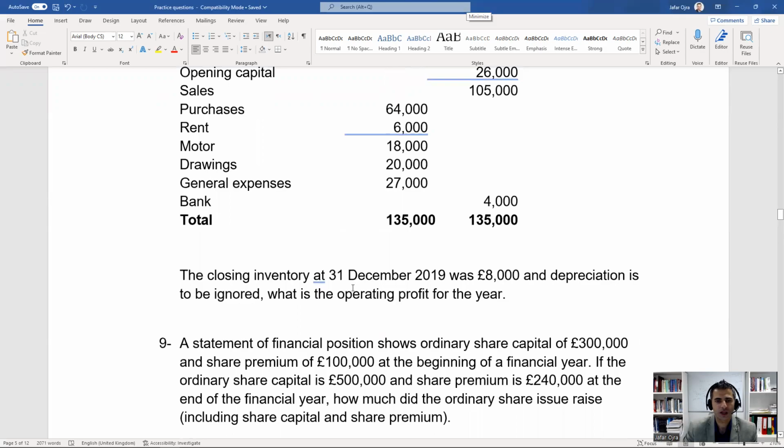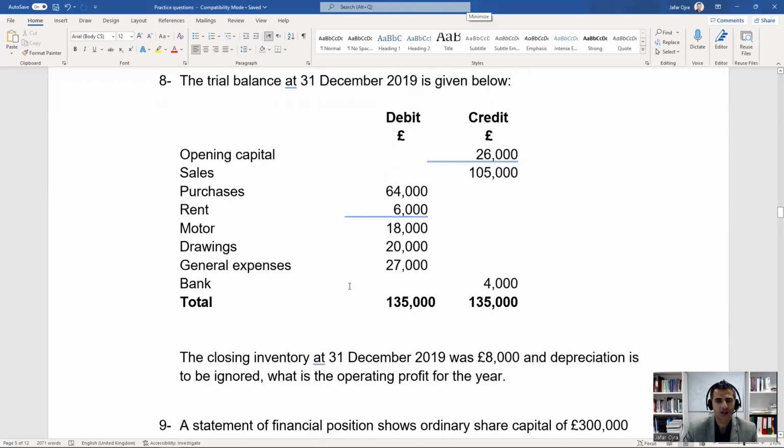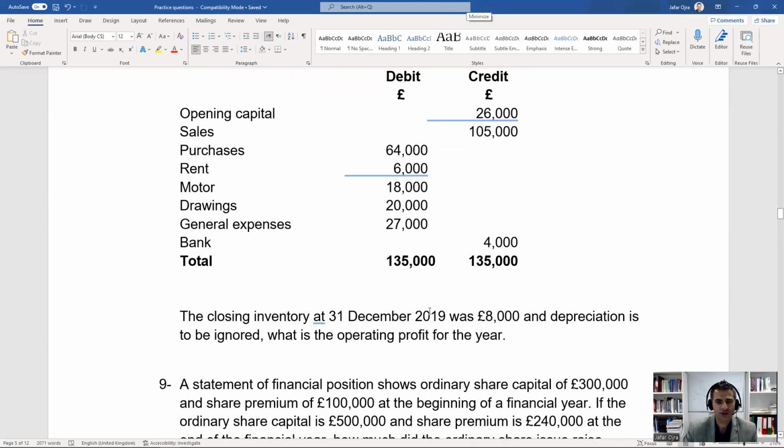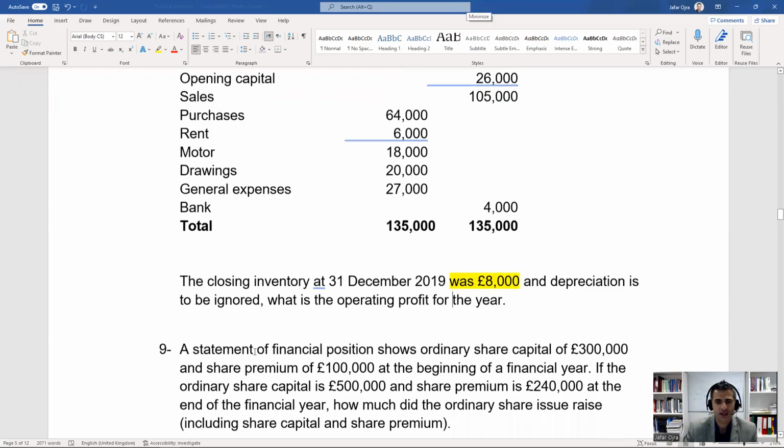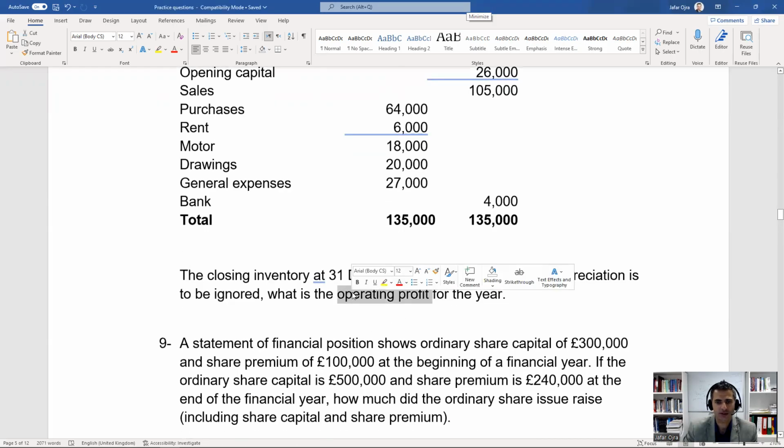If you look at this question, you can see that the closing inventory equals 8,000, and the depreciation is to be ignored. There's no depreciation in the question. And the question asks you to calculate the operating profit.